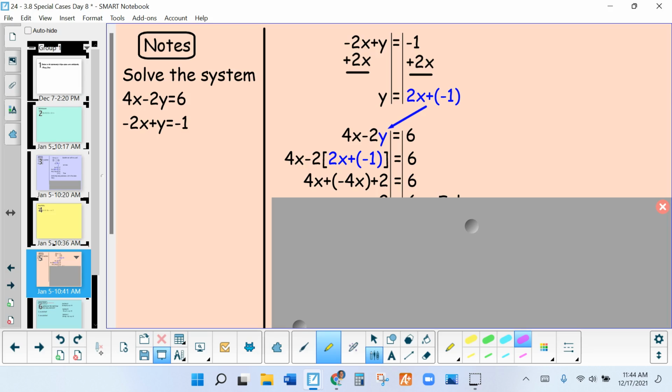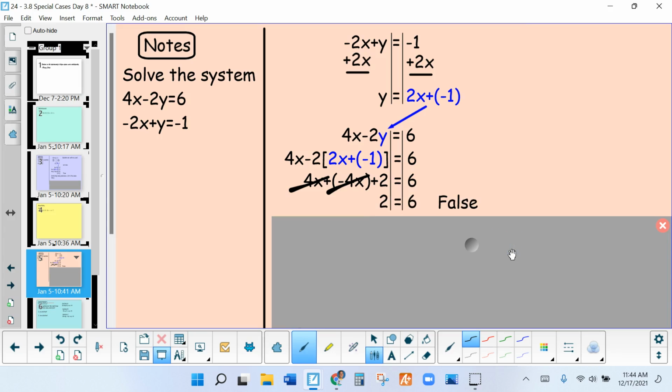All right, so you guys go ahead and tell your neighbors what's going to happen now. Our x's are going to what? Cancel out. How is this different from our last problem? This is false. Normally when we solve these, we would say this is false. This is not an identity. This is not all real numbers. This is not infinitely many solutions. This is no solution, right?